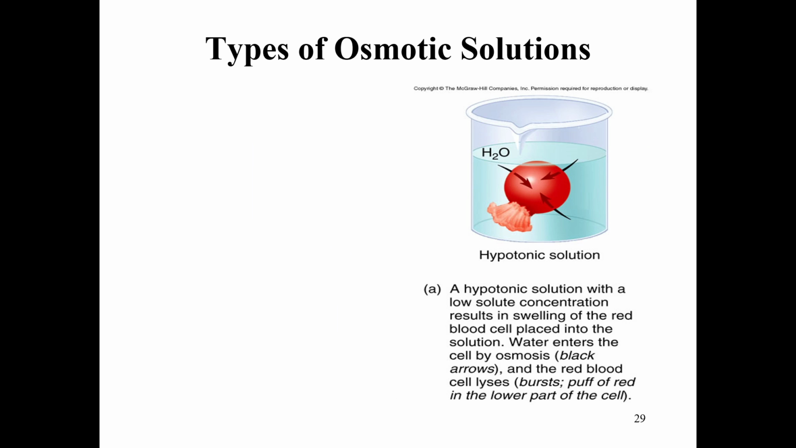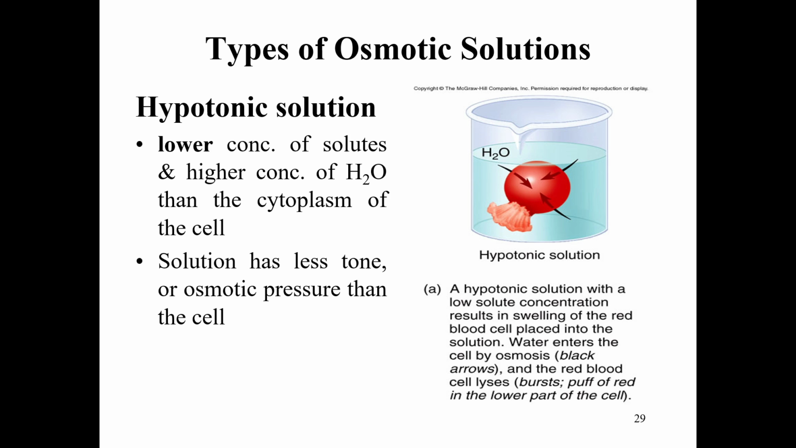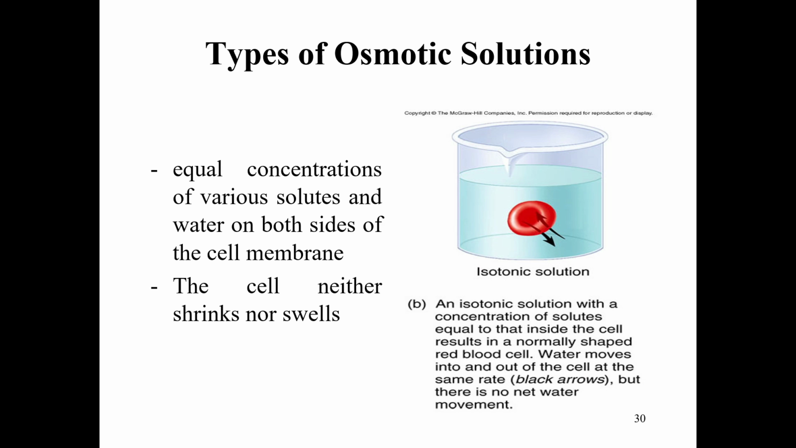Okay, so we have different types of osmotic solutions. First, we have our hypotonic solution. It is the lower concentration of solutes and higher concentration of water than the cytoplasm of the cell. Comparatively, a hypotonic solution lacks the concentration of the cytoplasm. The solution has less tone or osmotic pressure than the cell, and water tends to move into the cell, causing swelling or rupturing after a while.